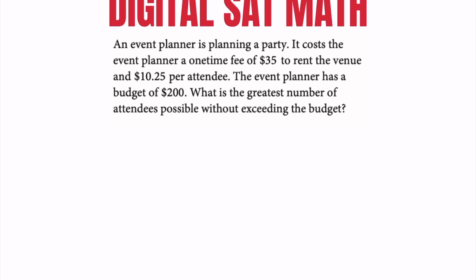So we'll just make up an equation for this given word problem. Technically, our budget is going to be 200. So we will pay $35 no matter what the planner will pay, plus, for each attendee, we don't know how many attendees will be attending. So let's call X the number of attendees.